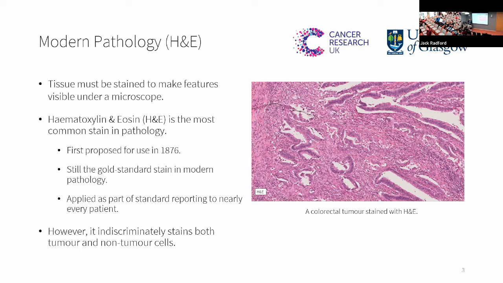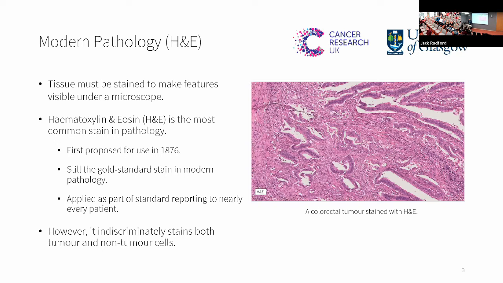It's this pink and purple one you'll see right here. I'll get into a bit more detail in a minute. And it's been around for over 100 years. It's been around for a long time, but it's still the gold standard stain in modern pathology because it works well basically and it's cheap and easy to apply. I should also say that it's applied as part of standard reporting in nearly every single patient. So anyone that gets a biopsy will probably have an H&E stain done.